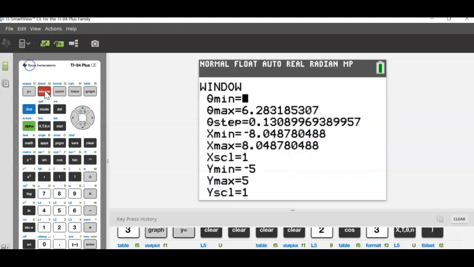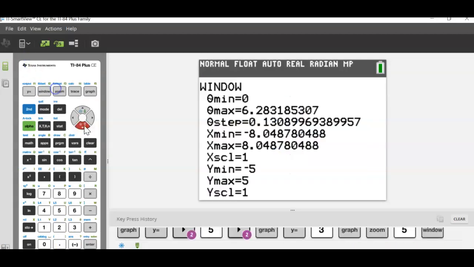So I'm going to hit window. I'm going to turn this theta step. Right, that's changing how frequently it's plotting the points. I'm going to make this smaller, which is going to make it graph slower. Let's try 0.05 and see if that works. Sometimes I make it too small and it graphs really slow.